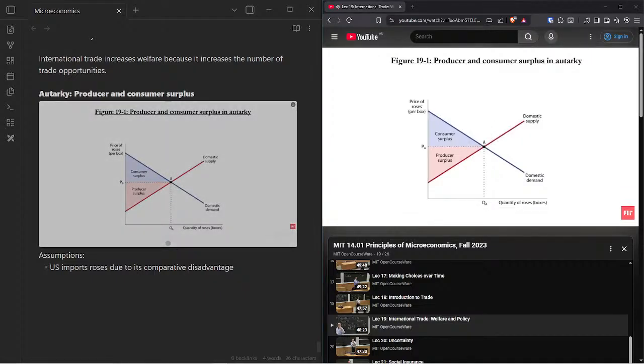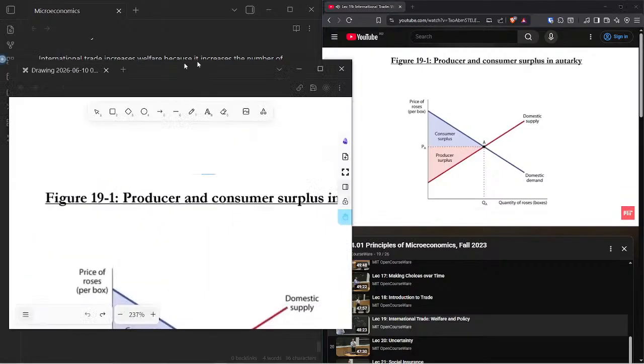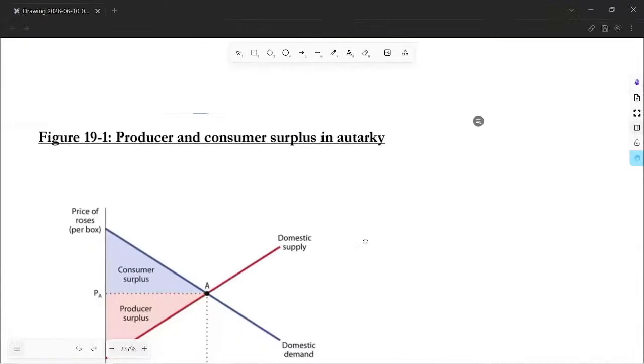That would be a line parallel to the red line, and that would intersect domestic demand at the price PW. All right. PW is world, I guess.